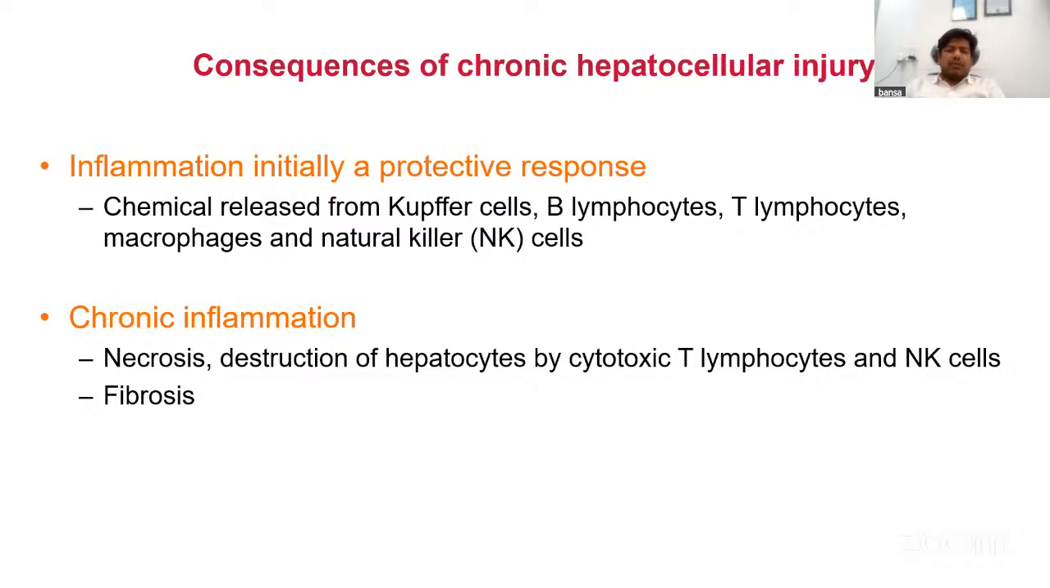Consequences of chronic hepatocellular injury. First there is inflammation, generally due to chemical release from Kupffer cells, B lymphocytes, T lymphocytes, macrophages, and NK cells. If this stimulus persistently goes on, it leads to chronic inflammation, which causes necrosis, destruction of hepatocytes by cytotoxic T lymphocytes and NK cells, and fibrosis.